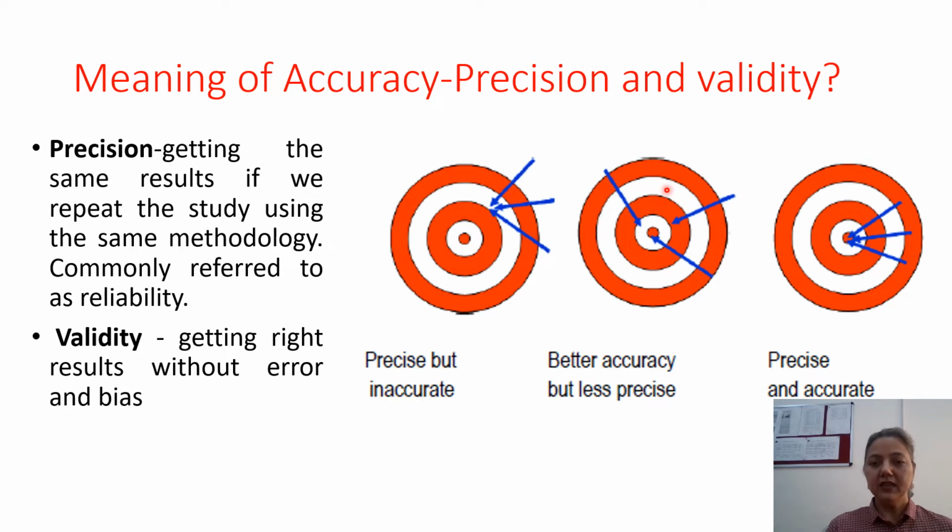Here we can see the results are less precise, coming at separate points, but still they have better accuracy. They are closer to the bullseye. In this diagram, you can see the results are precise as well as accurate. We are getting almost similar results and that too accurate.